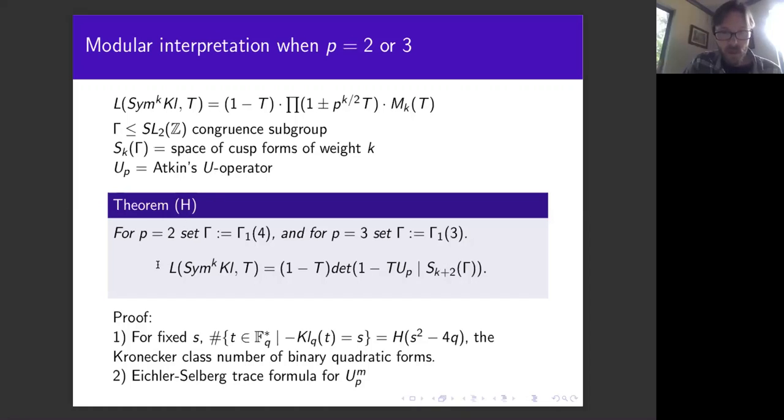Then the result is that when p is equal to 2, and you let gamma be this congruence subgroup, gamma_1(4), or you let p be equal to 3 and you let gamma be gamma_1(3), then you get this equality here, which is a modular interpretation. On the left-hand side, you have the L function of the Kloosterman sums, and on the right you have a Hecke polynomial. But notice that the weight is k plus 2, versus the symmetric power, which is k.